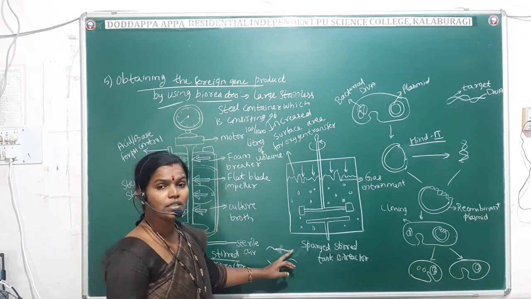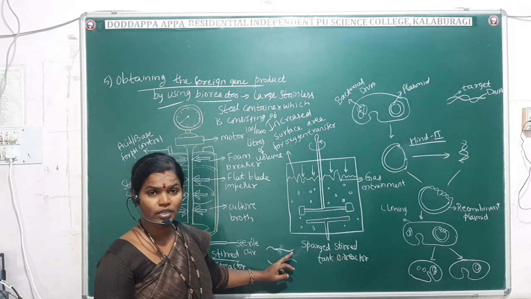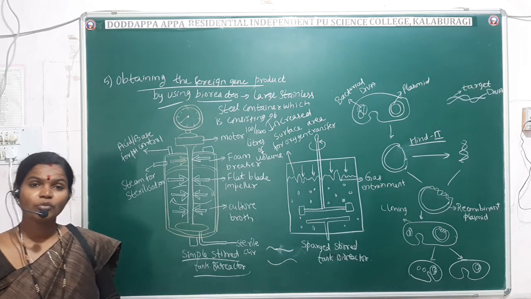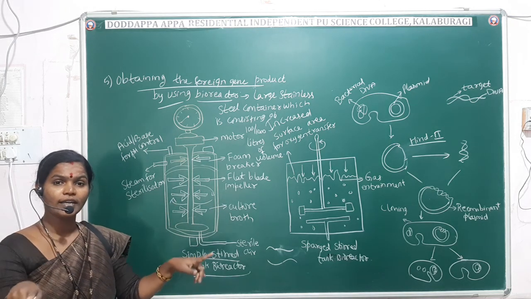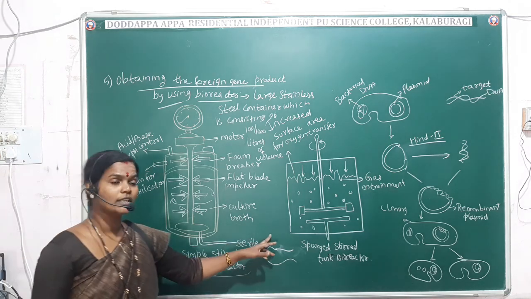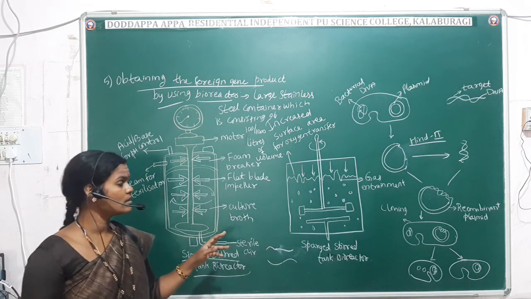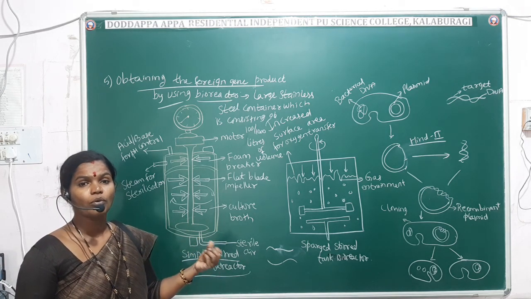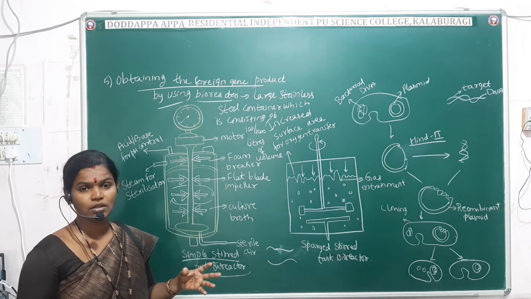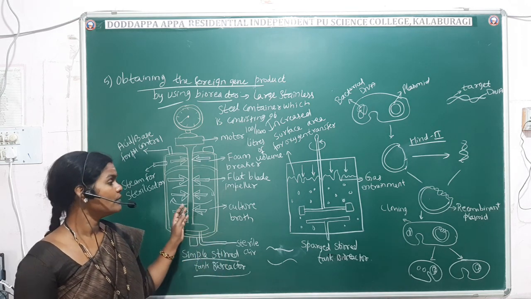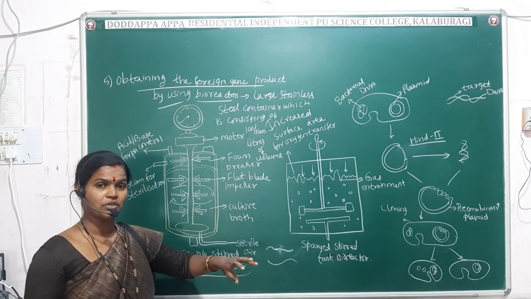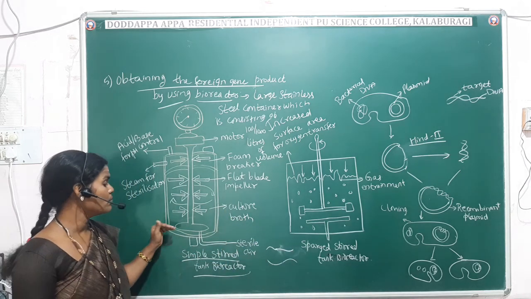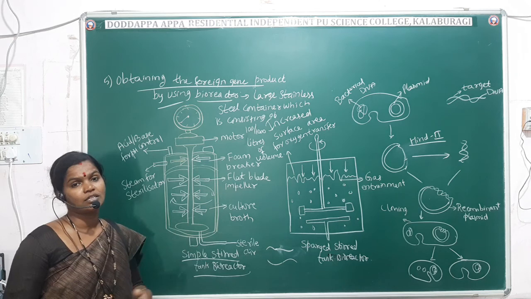Now, the sparged stirred tank bioreactor. It is also one type of bioreactor, a somewhat container shaped structure, and it also helps in the production of a large amount of products. The difference here is that the sparged stirred tank bioreactor is used in small scale industries, and the simple stirred tank bioreactor is used in large scale industries.